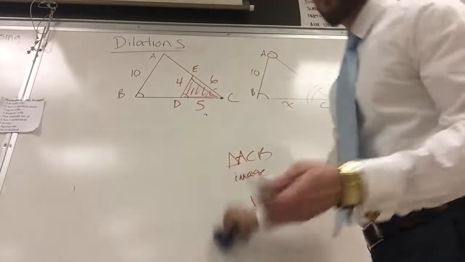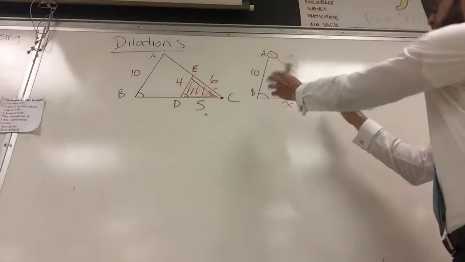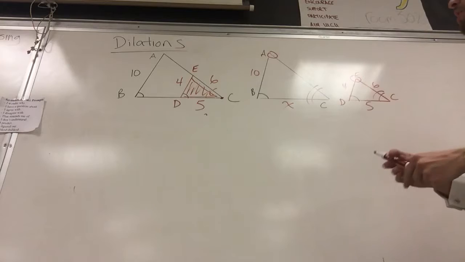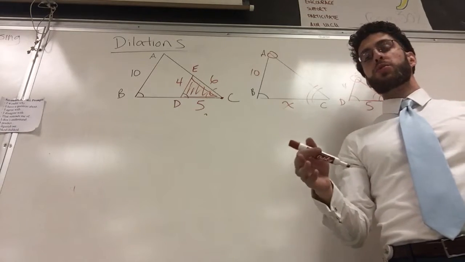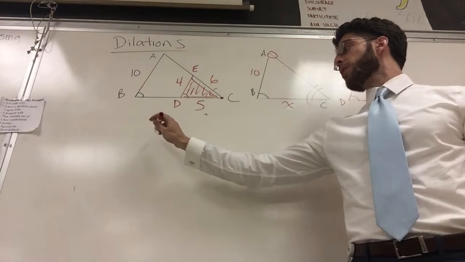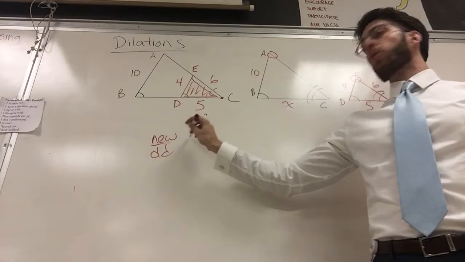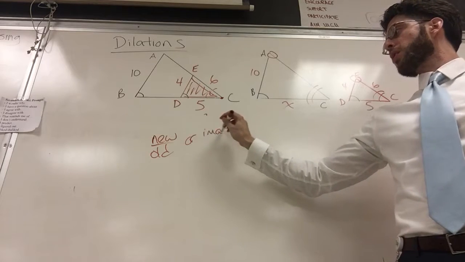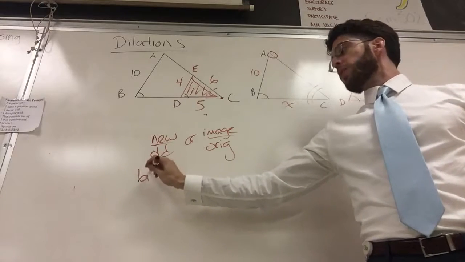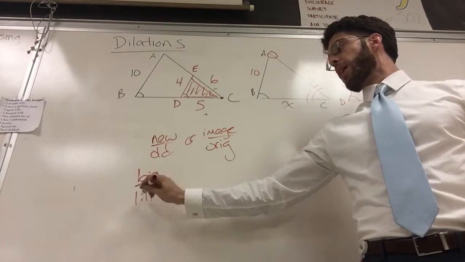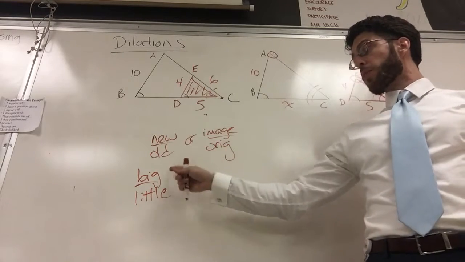Now, I'm still trying to solve for x. Still trying to find BC. Here's BC. I got DC. So I'm going to use a proportion just like I used a ratio. What was it? New over old. Or you could say image over original. Or you could just say big over little. It really doesn't matter how you set up your proportion as long as you stay consistent. So let's say I go with big over little.